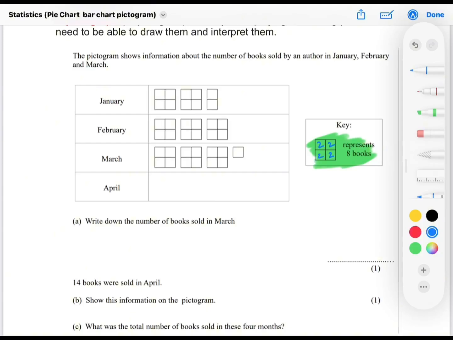Now the first question: write down the total number of books sold in March. So we have March. As I told you, the small box represents 2 books. So I will write 2 here. Now 8 plus 8 is 16, plus 8 is 24, plus 2 is 26. That's a very simple question. So 26 is the answer. I hope you understand this.